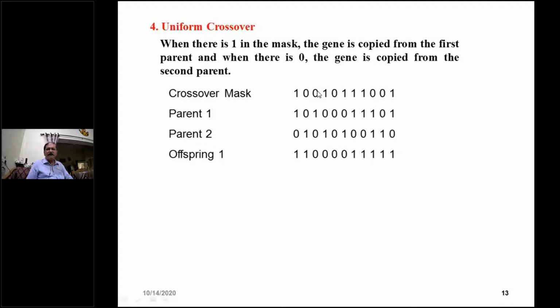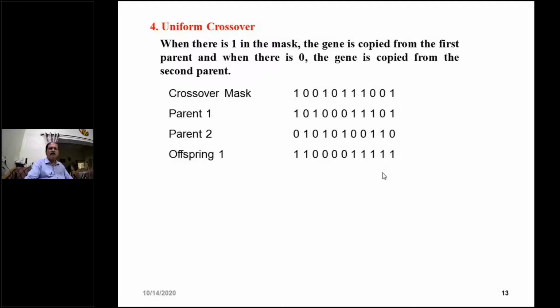Then here again it is 0, so information from the second parent is to be selected, that is 0. Then 1 appears here, so information from the first parent is to be selected. Similarly, we select like this based on the crossover mask, so one offspring is generated, and here offspring 1 is generated. Similarly, offspring 2 can be produced.